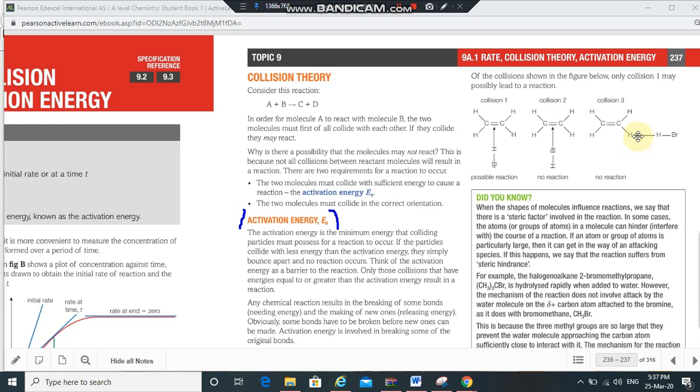Okay? So again, in order to have a chemical reaction, we must have what? Two conditions: activation energy and correct orientation.